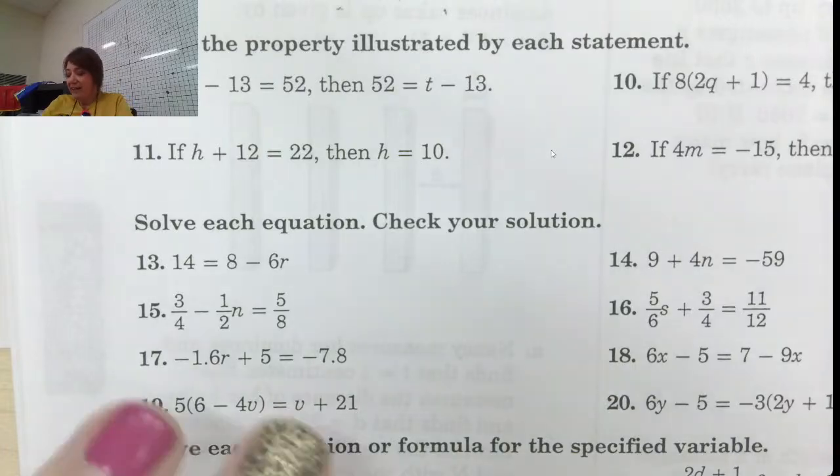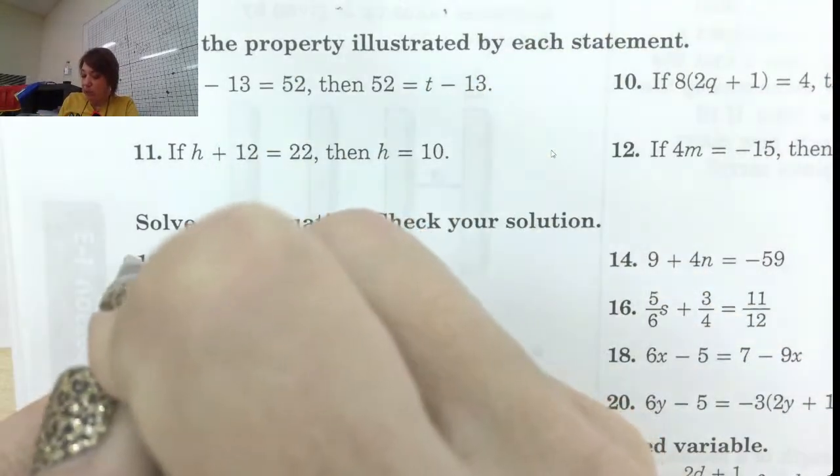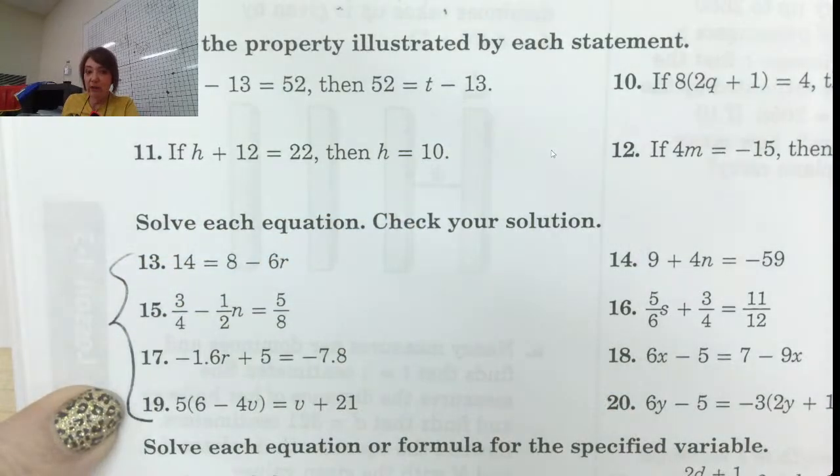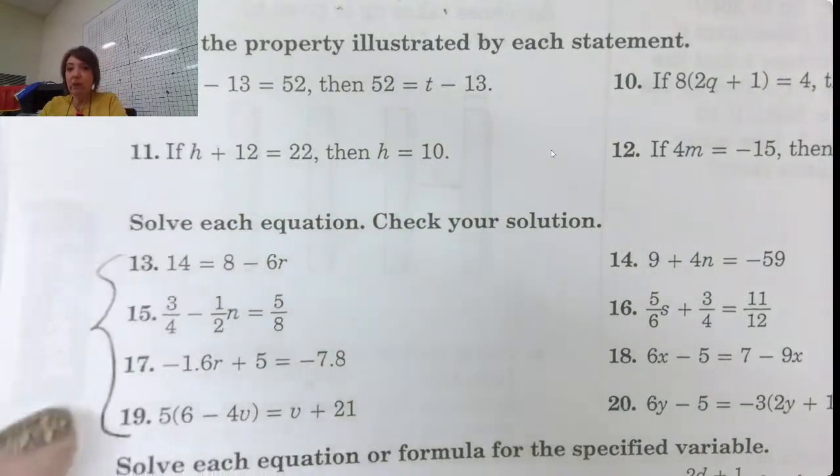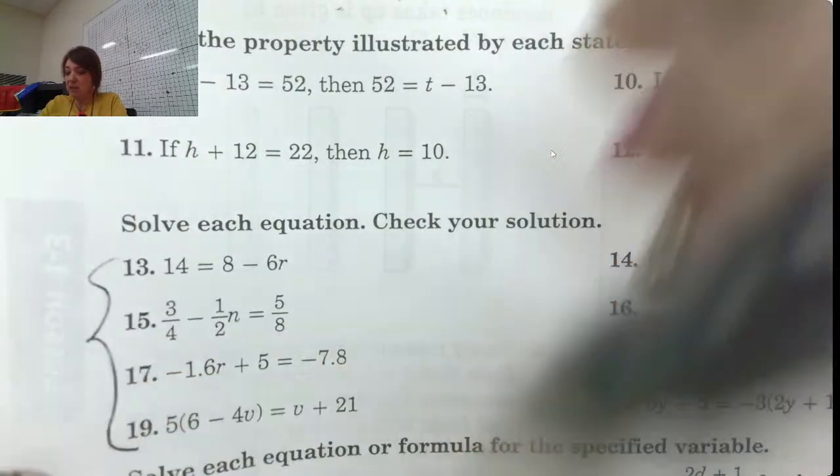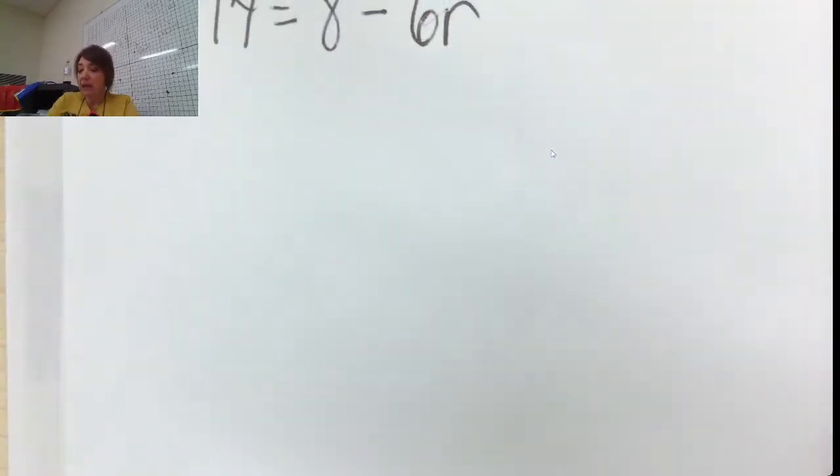it. Okay, let's solve some problems. So we're going to work on these odd problems right here. We're going to work on those right there and see what we can solve on them. You may want a calculator based on some of those numbers being weird. So we're going to start with number 13, which says 14 equals 8 minus 6r.